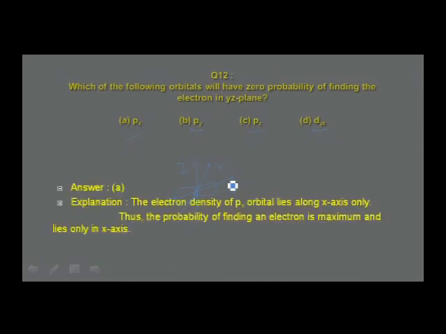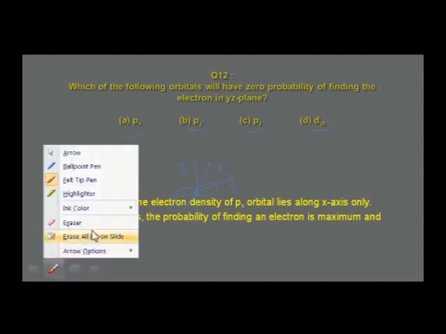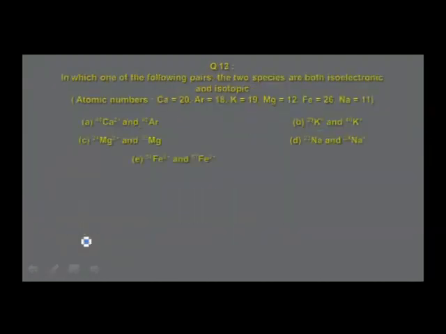So the explanation is that the electron density of the Px orbital lies along the x-axis only. Thus the probability of finding the electron is maximum and lies only along the x-axis. Let us go to the next question.